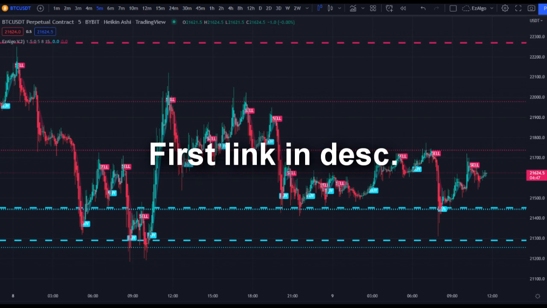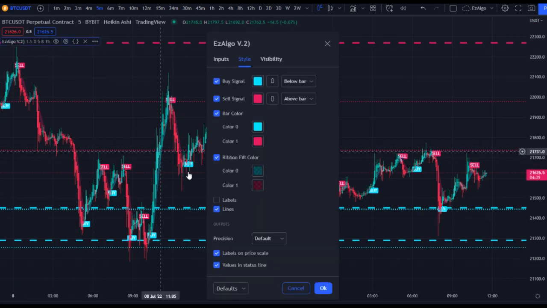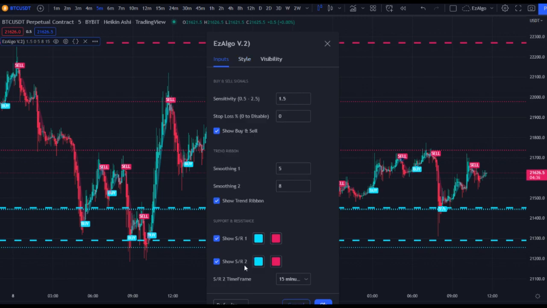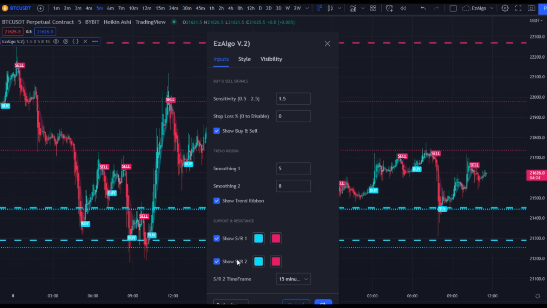It is the only trading indicator you will need for 2 reasons. The first reason is the levels. Now, we have actually upgraded EzAlgo to where we show higher time frame support and resistance levels on any time frame. So I'm on the 5-minute time frame right now. As you can see, these are the support and resistances on the 5-minute, but I also added support and resistance levels from the 15-minute just for that extra confluence.